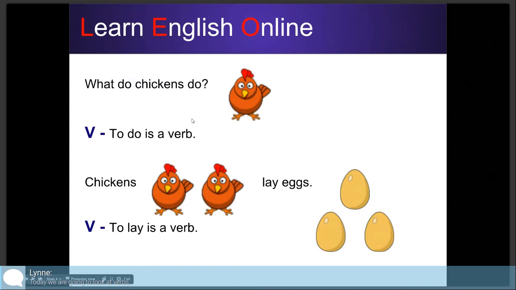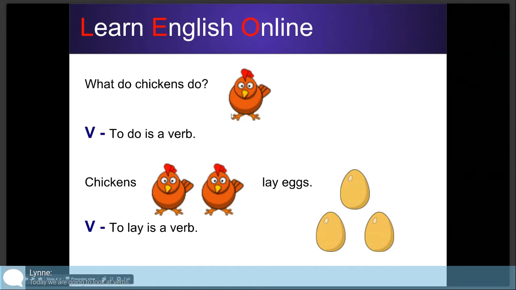So, what do chickens do? What do they do? To do is a verb. I think we all know chickens lay eggs. There's the eggs. There's the chickens. To lay is a verb. Chicken's not a verb, not in this context. Chicken is a noun.